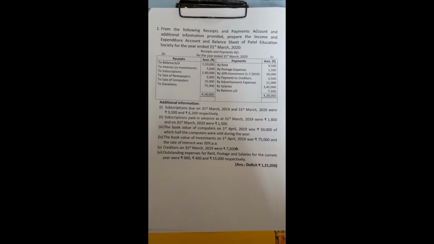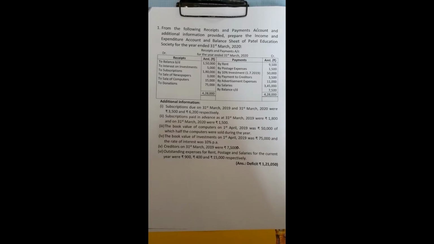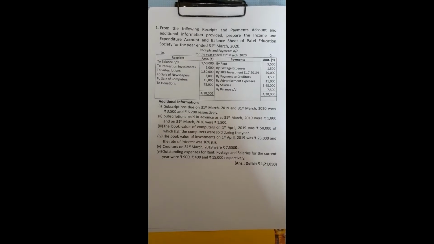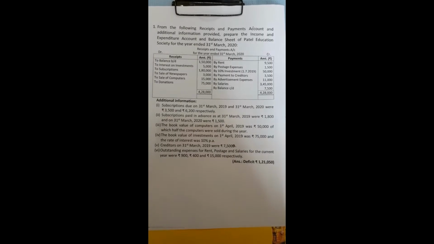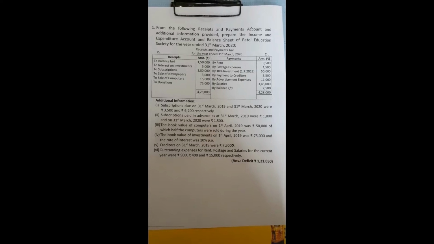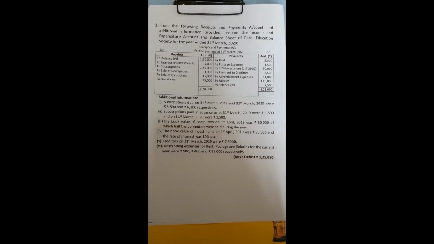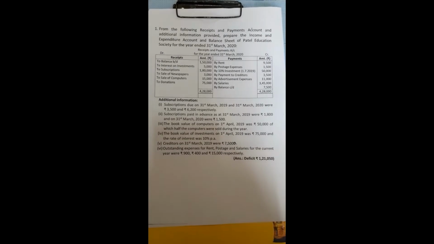This investment was made on 1st of July 2019. That means it is for 9 months in this year. By payment to creditors 3,500, by advertisement expenses 11,000, by salaries 3,45,000 rupees. After making these payments, there was a cash balance at the end of the year of 7,500 rupees.